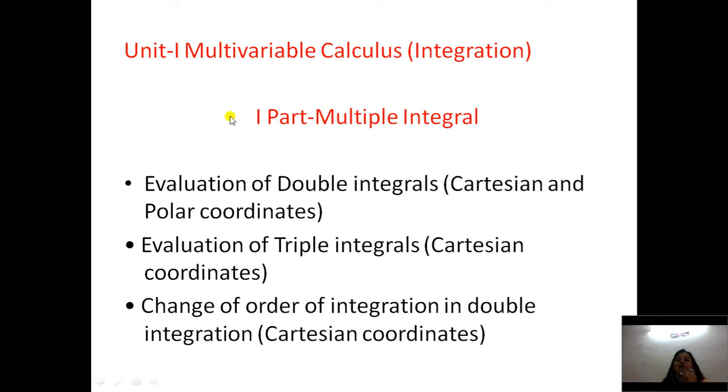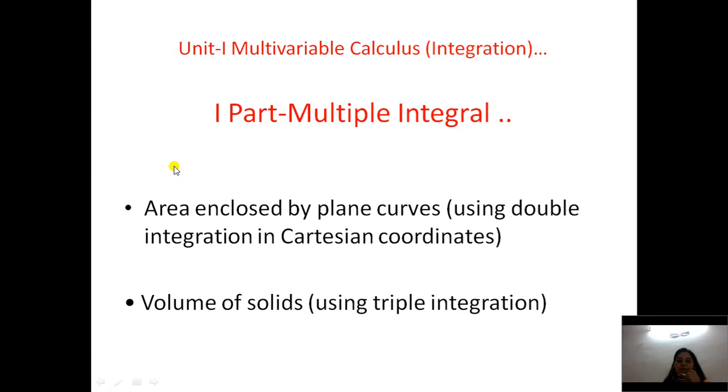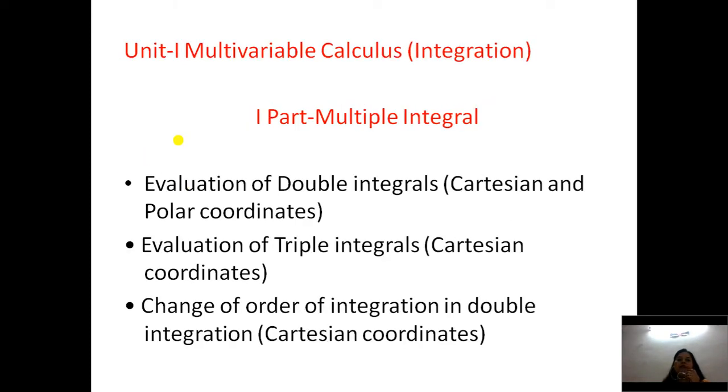So unit first is multivariable calculus. It is actually multivariable integration. It has been divided into two parts. Part first is multiple integration. The topics are: the first topic is evaluation of double integrals in Cartesian and polar coordinates. And the second is evaluation of triple integrals in Cartesian coordinates only.